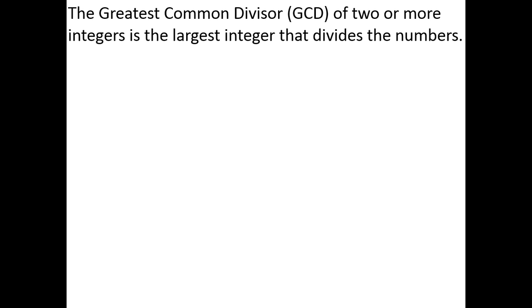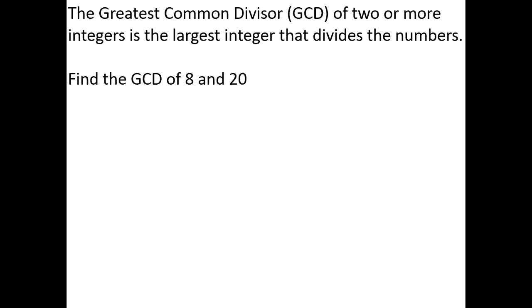So first of all, definition. The greatest common divisor, which we can abbreviate GCD, of 2 or more integers is the largest integer that divides the numbers. So we're looking for a number that will divide into 2 other numbers without a remainder, and we're looking for the largest of those numbers.